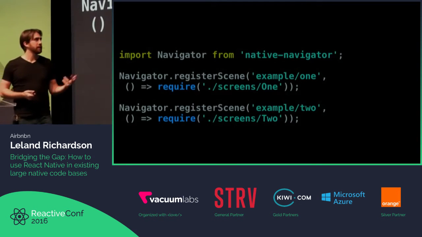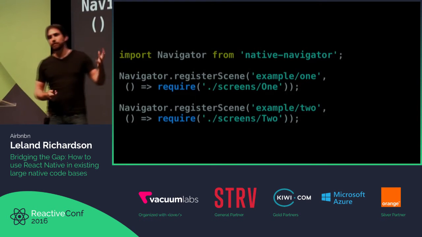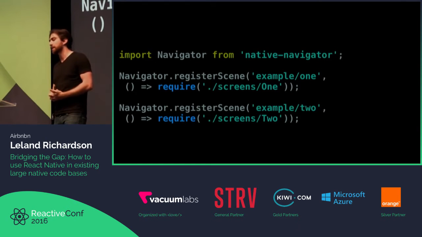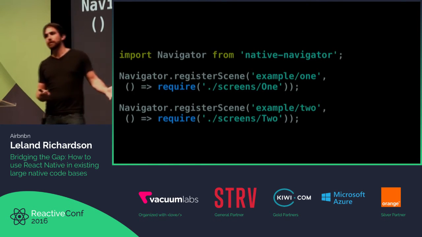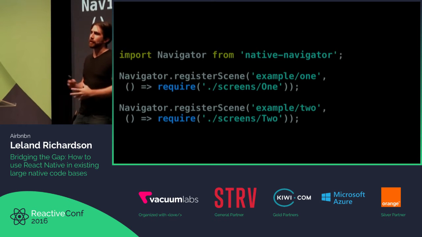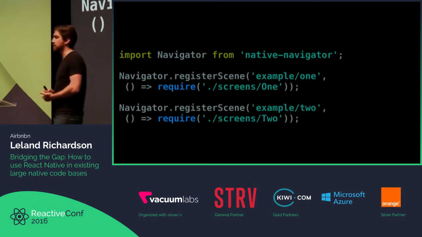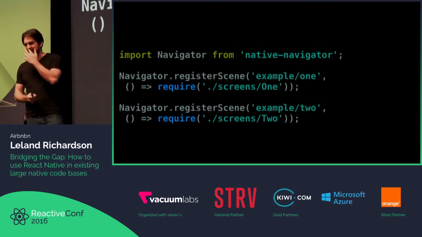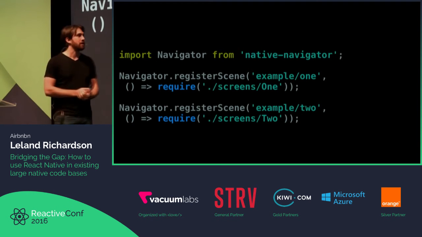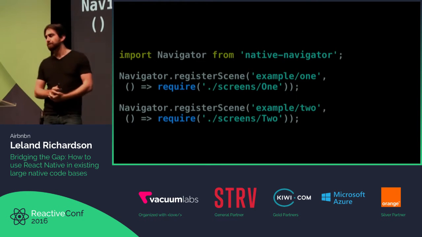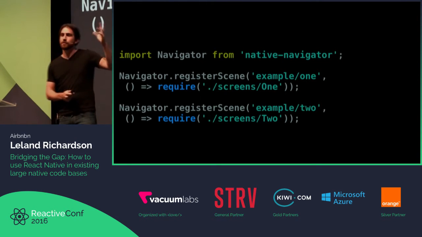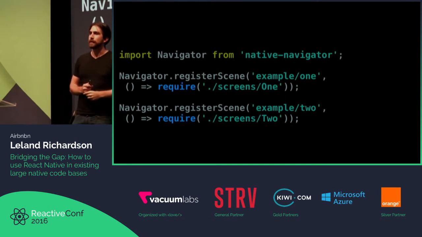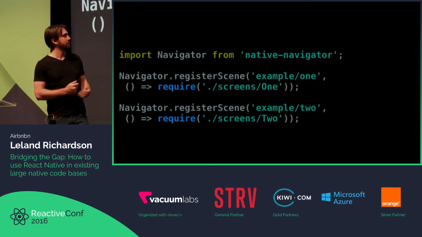So what does this look like? In JavaScript, we import the Navigator, and we have a registration mechanism similar to currently registering your app. We register a screen and have a thunk to the screen component, and there's a URL-looking thing that's really just a key to identify that screen in the app.